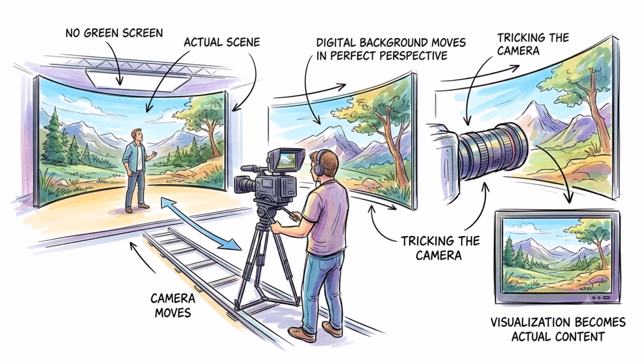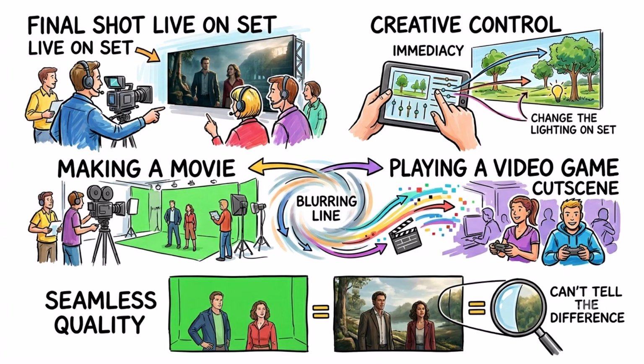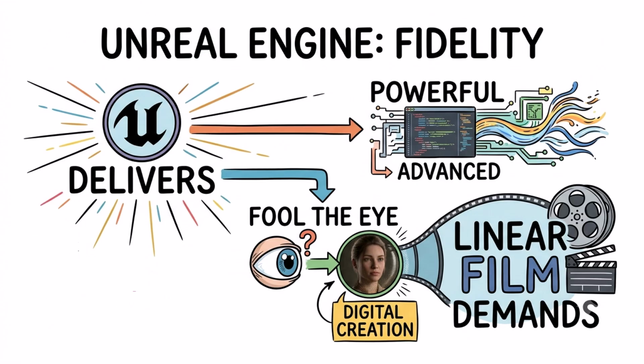The visualization becomes the actual content you're filming. You aren't fixing it in post, you're seeing the final shot live on set. It brings that immediacy, that creative control back to the filmmaking process. It blurs the line between making a movie and playing a video game cutscene, but the quality is so high, you literally can't tell the difference. That is the fidelity the engine delivers. It's become so powerful, so advanced, that it can fool the eye even for the demands of linear film.